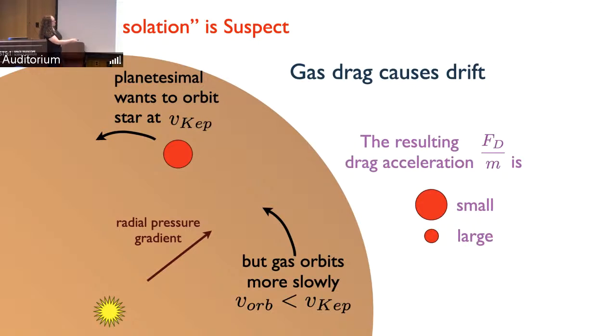If you have a large surface area to mass ratio, you don't feel as much gas drag in the nebula. The nebula has some radial pressure gradient that makes the gas disk feel like it's going around a slightly lower mass star. So you have your solids moving through that. They're going to feel gas drag. The bigger things will feel less gas drag. The smaller things will feel more gas drag.